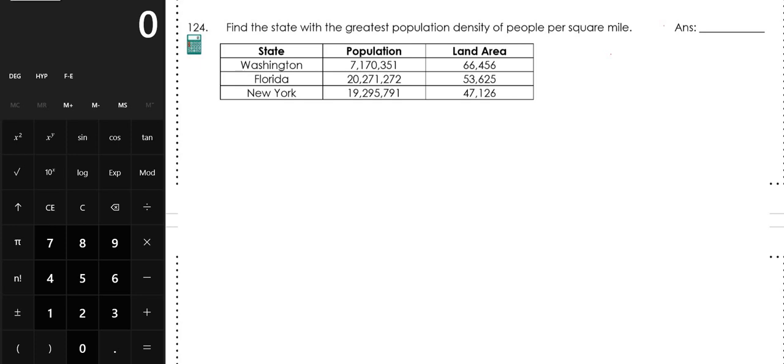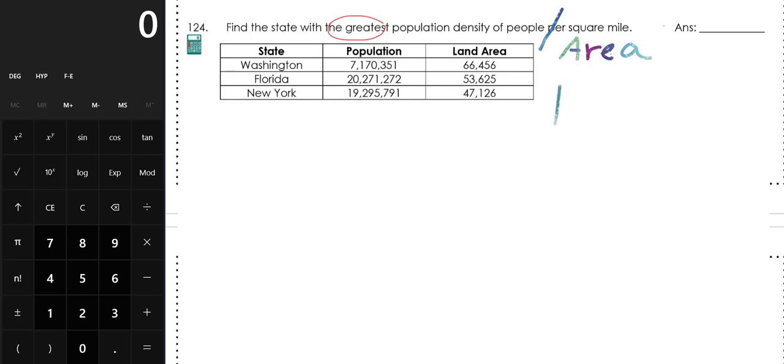124. Find the state with the greatest population density of people per square mile. So you're looking for the state with the greatest population density. If you don't know how to find population density, there are clues in the question. It says people per square mile. That per means divide. Do people divided by square miles. Now, square miles, well, what is square miles? Anytime something is squared, you're talking about area.